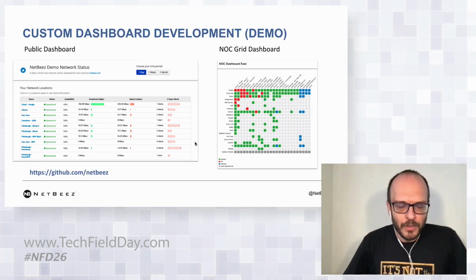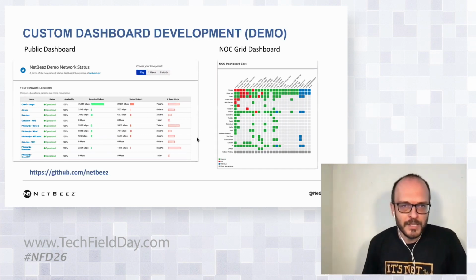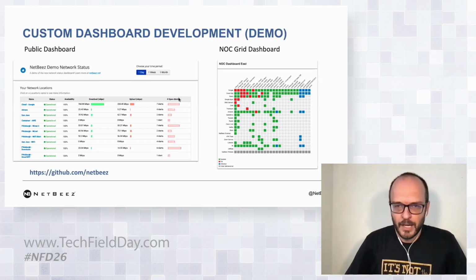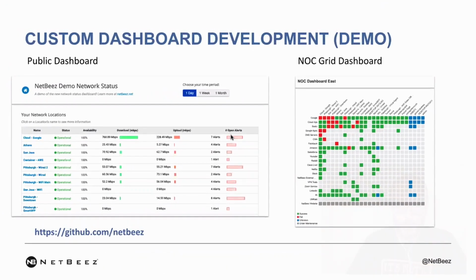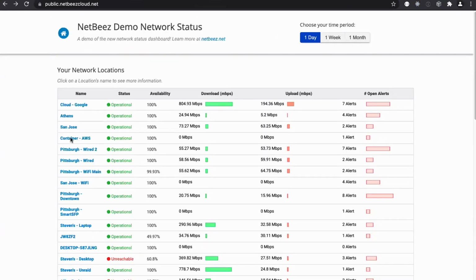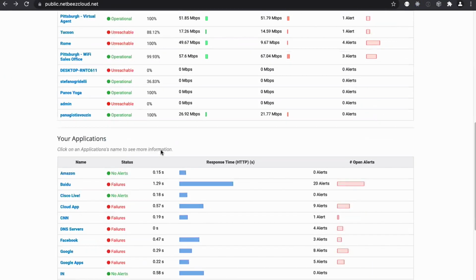The next group of use cases that we have is the custom dashboard development. And we have developed in-house two of these dashboards. The one is called the public dashboard, where it provides a network status. And the other one is the node grid dashboard. And the source code for this dashboard is accessible at github.com/netbeez. And let me show you how these look in a working environment.